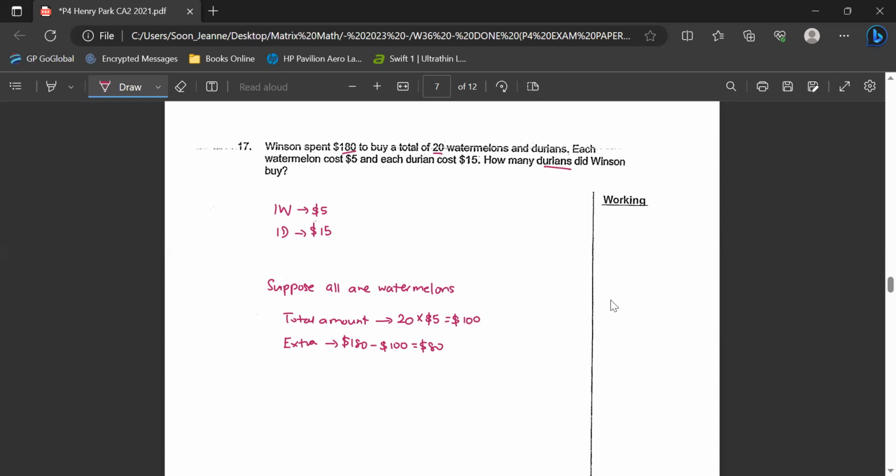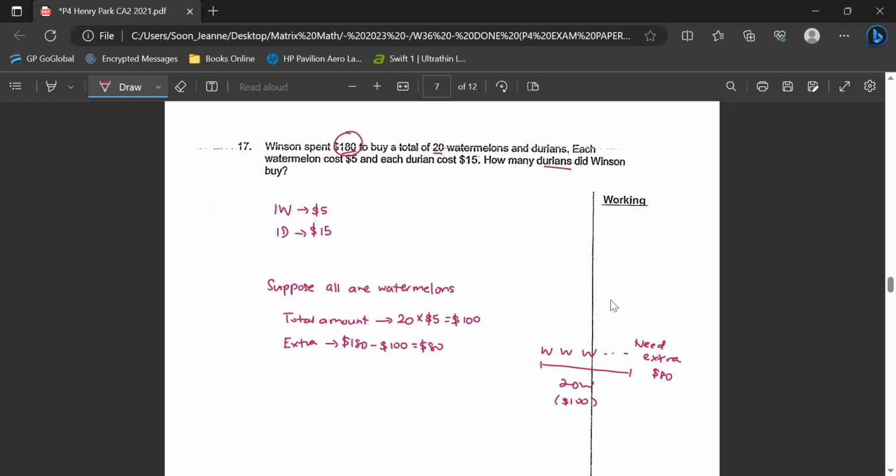So if we were to draw, let's say this one is all the watermelon. There will be 20 watermelons, and you will pay $100. But obviously, he didn't only pay $100, he paid 180, which means that over here, we need extra, because we found out that we need another extra $80 because he spent a total of 180.